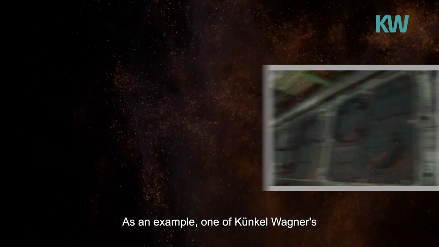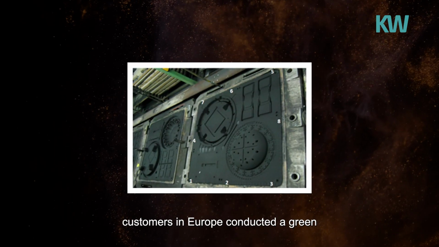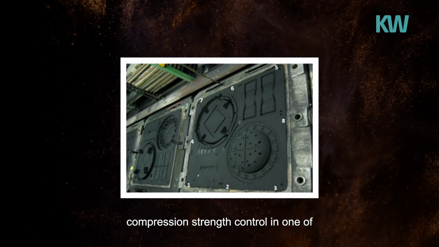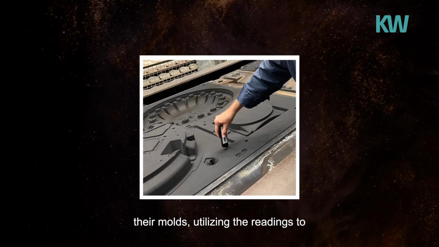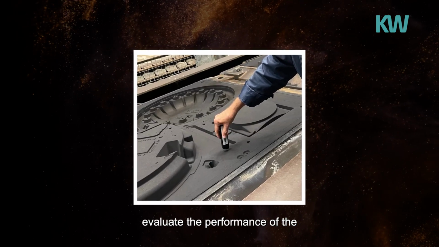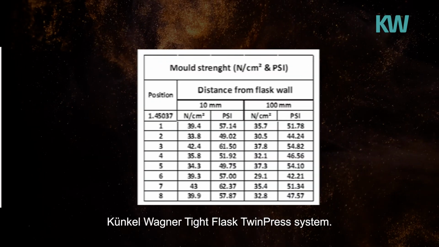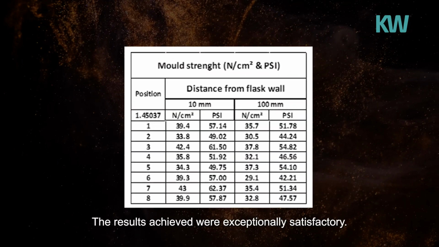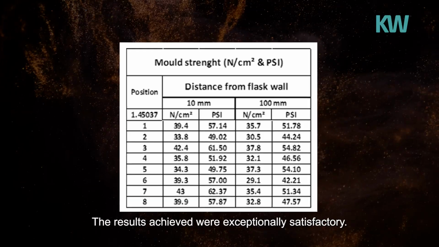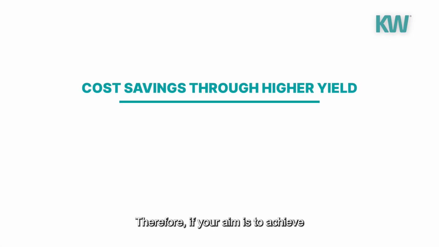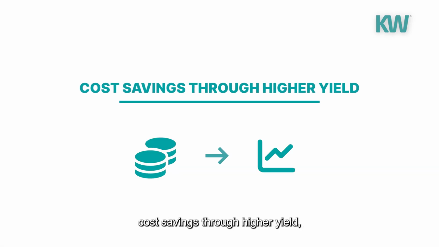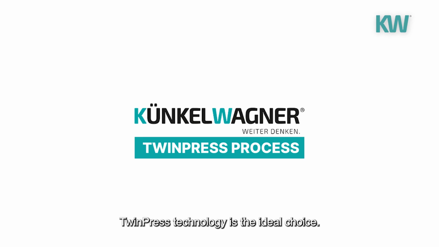parts. As an example, one of Kunkel Wagner's customers in Europe conducted a green compression strength control in one of their molds, utilizing the readings to evaluate the performance of the Kunkel Wagner tight flask twin press system. The results achieved were exceptionally satisfactory. Therefore, if your aim is to achieve cost savings through higher yield, twin press technology is the ideal choice.